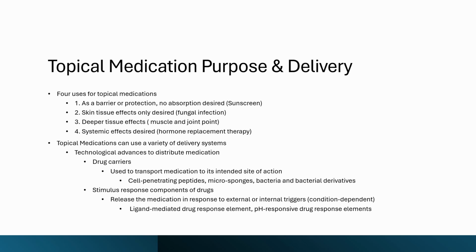Topical medications can use a variety of delivery systems. These are highly technologically advanced methods to distribute medications in our bodies. These systems include drug carriers and stimulus response components of drugs. Drug carriers function as a vehicle for penetration or protection for a medication to reach its intended site of action. Examples include cell-penetrating peptides, microsponges, bacteria, and bacterial derivatives. Stimulus response components of drugs ensure that the medication is released based on a condition. Examples include ligand-mediated drug response elements and pH-responsive drug response elements.